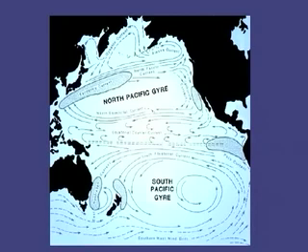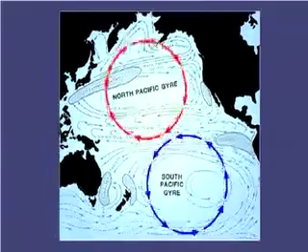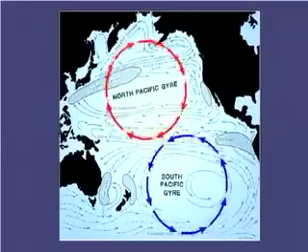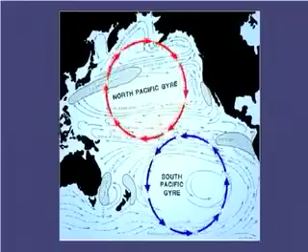Air rises from the surface and is replaced by inflow from the subtropics. The Coriolis effect turns these inflows to the right in the northern hemisphere and to the left in the southern hemisphere, resulting in great trade wind belts.